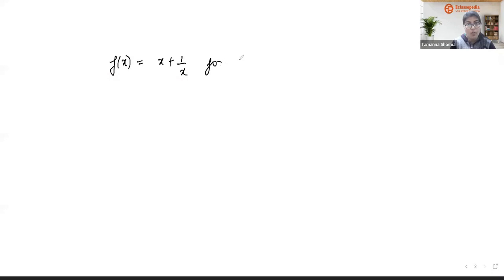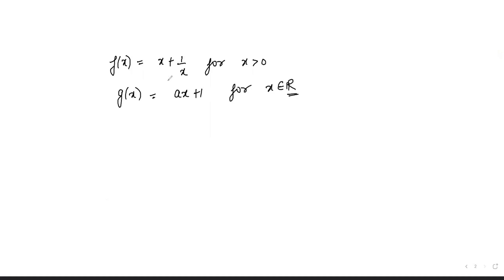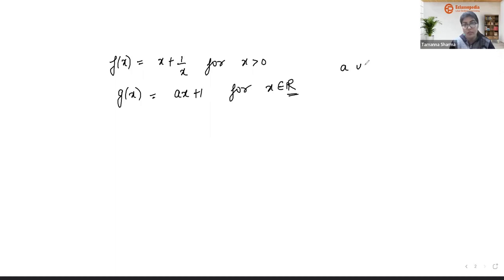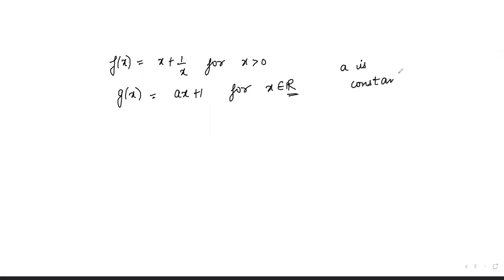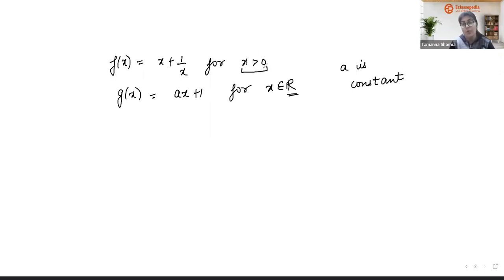Okay, so the next question is: you have been given two functions f and g, right? So f(x) is x plus 1 by x for x positive, and g(x) is ax plus 1 for x belonging to R, meaning real numbers. Firstly, a is any constant. So function f is defined, it means you have to take x always positive. You have been given a restriction: if x is 0, then it is not defined.